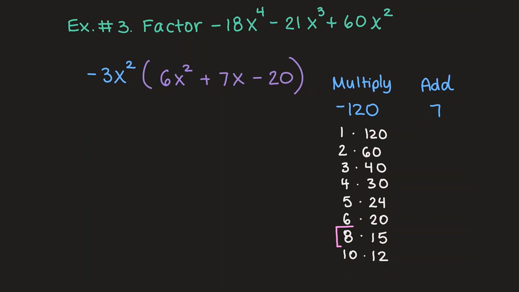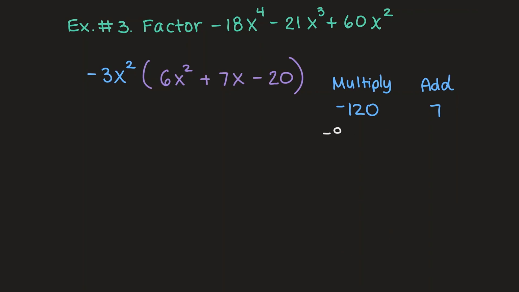So it looks like 8 and 15 can add to positive 7 if we adjust the signs as negative 8 and positive 15. So if we multiply negative 8 times 15, we get negative 120. And if we add negative 8 plus 15, we get positive 7. Therefore, these are the correct numbers that we will use to break up 7x.